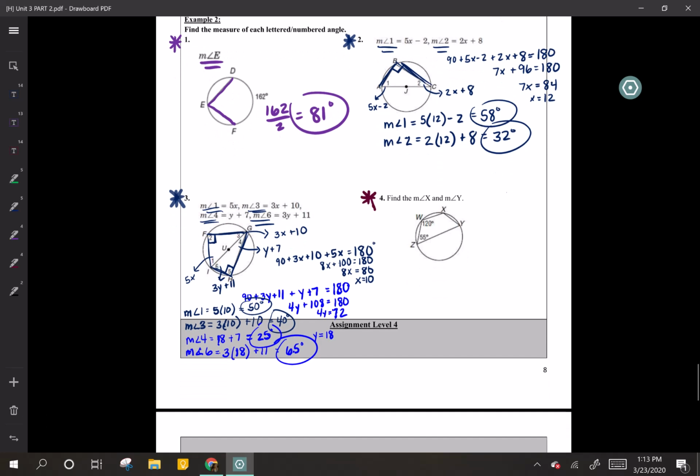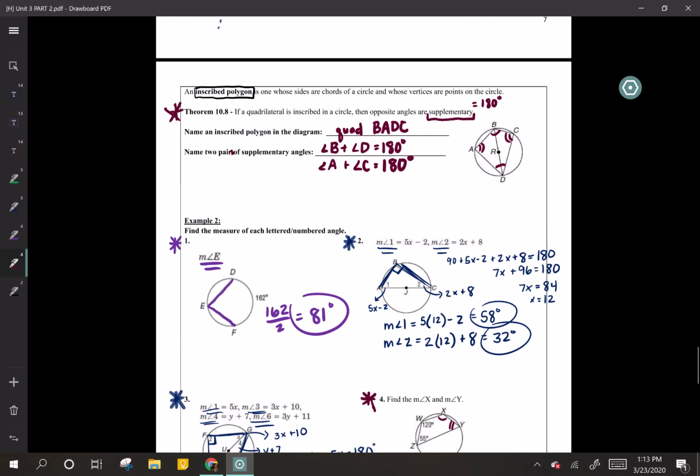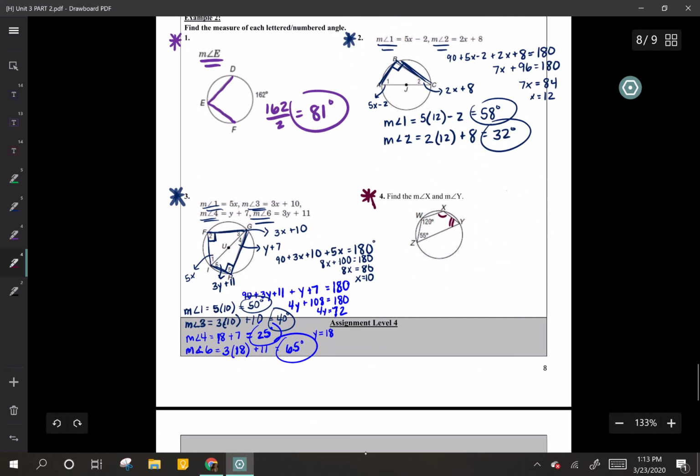We have one problem left, and I promise this one's a lot shorter. So number 4, we have to find the measurement of angle x over here and angle y. We use Theorem 10.8, which talks about opposite angles in an inscribed quadrilateral being supplementary. So essentially we could say angle W plus angle Y, since they're across from one another, equals 180. And I could also say angle Z plus angle X equals 180 because they're across from one another.